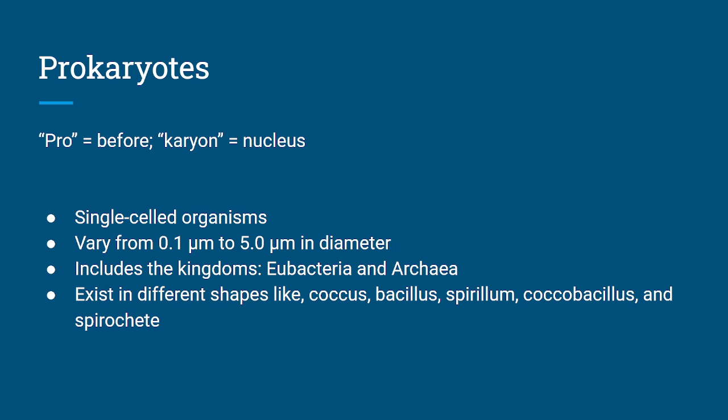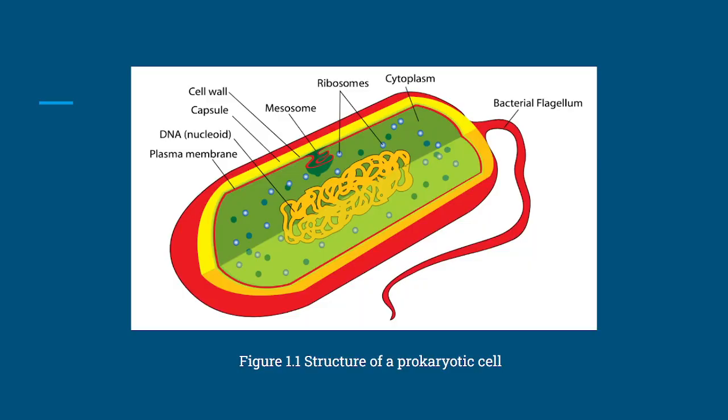So prokaryotes are single-celled organisms. They vary from 0.1 micrometers to 5.0 micrometers in diameter, and they include the kingdoms Eubacteria, which are classified as more traditional bacteria, and we also have Archaeobacteria, which are organisms that are found in extremely high temperatures, salt concentrations, or pH. And prokaryotes exist in different shapes, such as coccus, bacillus, spirillum, coccobacillus, and spirochete, which are more complex shapes, but you don't need to know that for this section right now.